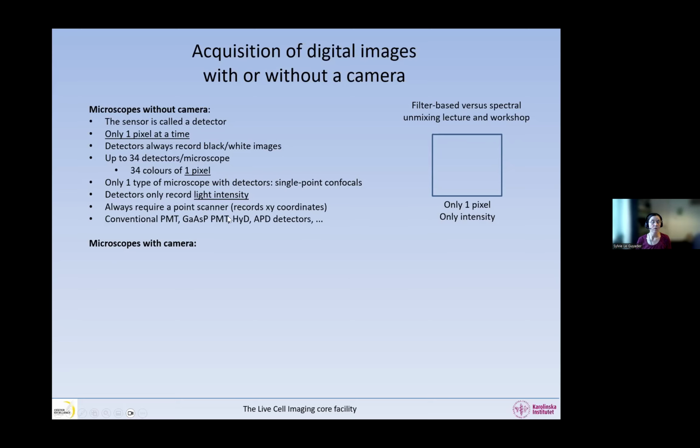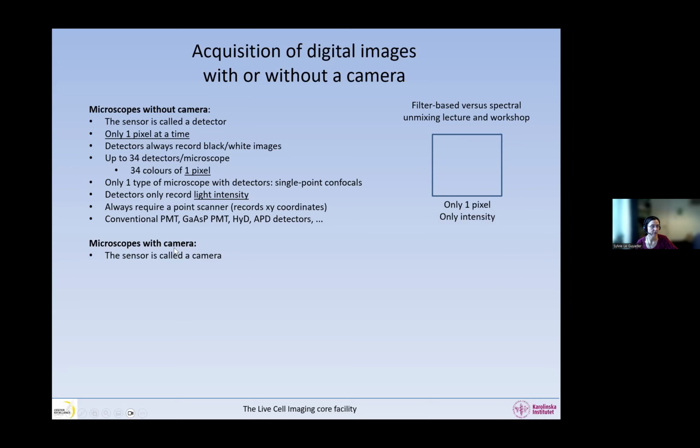This is the type of names that these detectors can have. So on your microscope, you may recognize some of them, like HyD detectors, HPD detectors, PMT, GaAsP, etc. All these are detectors that you can find on a point confocal.